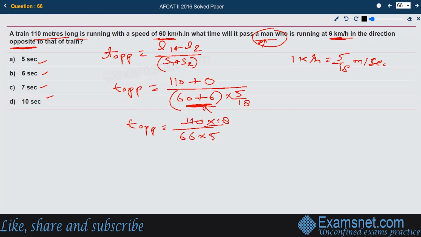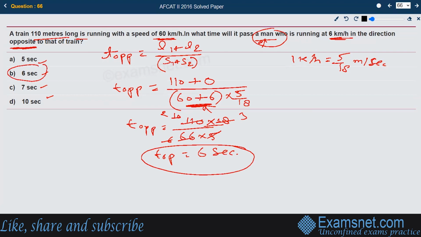If I cut these numbers, 11 tens are 110, 11 sixes are 66, 6 will cut 18 by 3, and this 5 will cut this 10 by 2. So T opposite is coming out to be 3 into 2, that is 6 seconds. So that is the right answer. 6 seconds is the right answer, option number B.